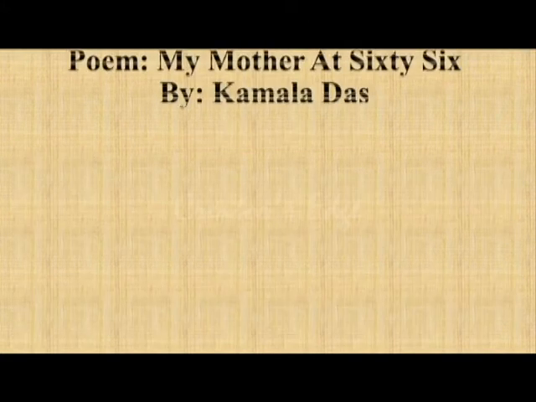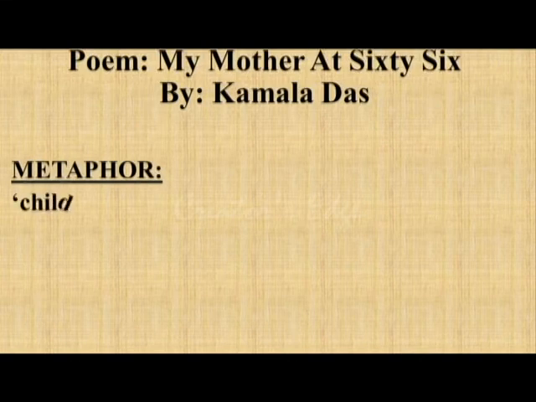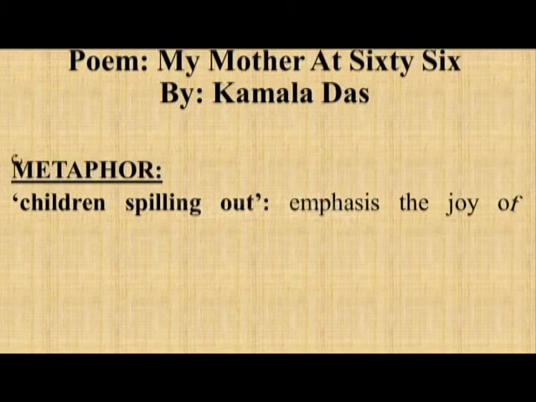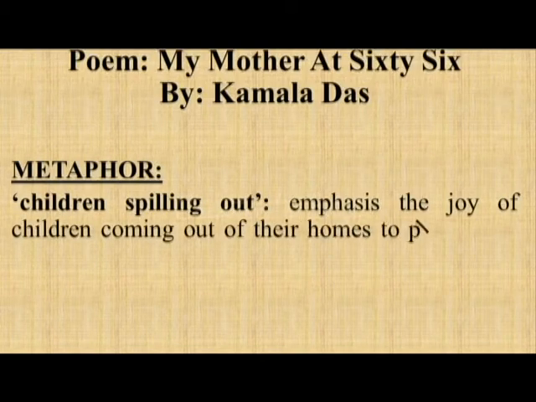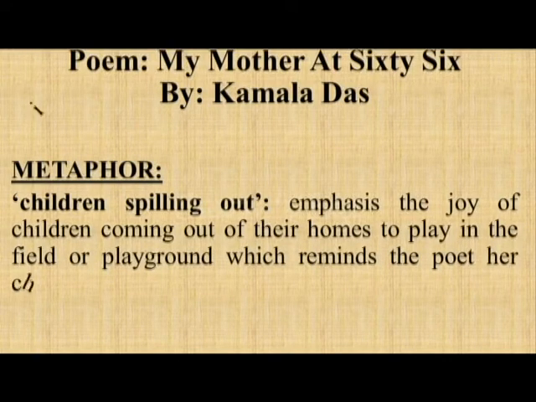The next device is metaphor. In this device, the line is "children spilling out", which emphasizes the joy of children coming out of their homes to play in the field or playground, which reminds the poet of her childhood days.